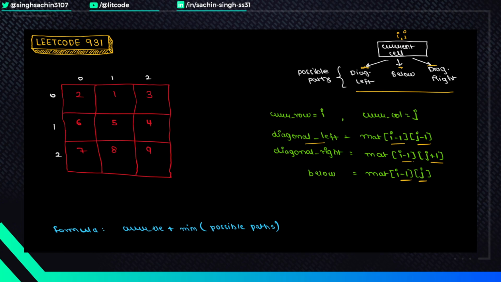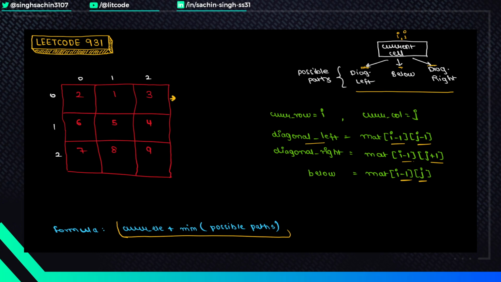This is the formula which we will use to compute the minimum sum to reach any of the nodes. For example, if I want to reach this node, it will be 6 plus the minimum of these two values, because these are the two possible paths. Let's do a dry run. I'll initialize my DP array with zeros, and I'll copy the first row, so that we have our base case ready.